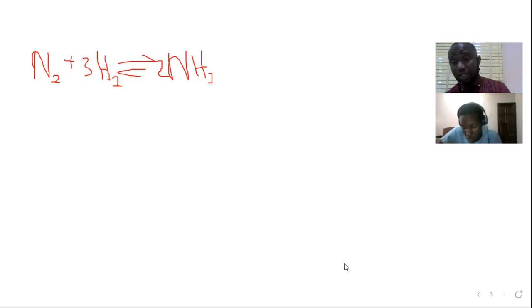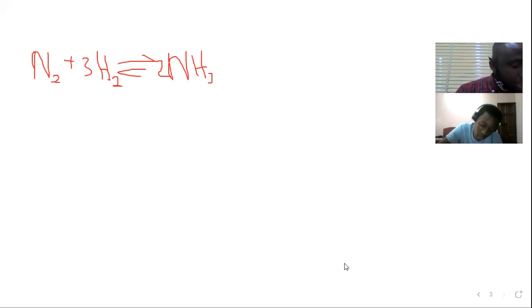That means, in summary, that if a system in equilibrium is stressed, the equilibrium will shift so as to neutralize that stress.